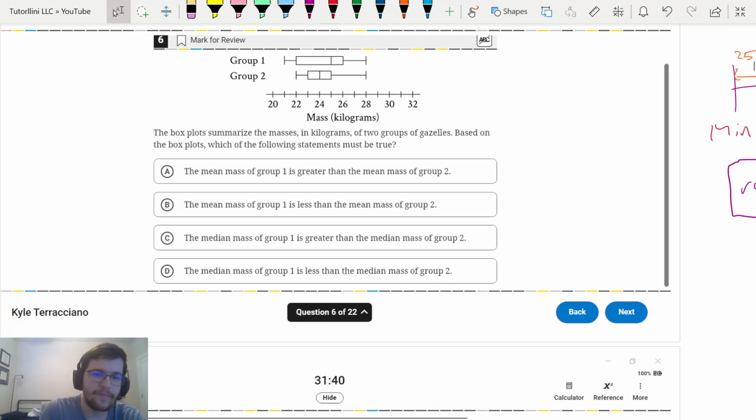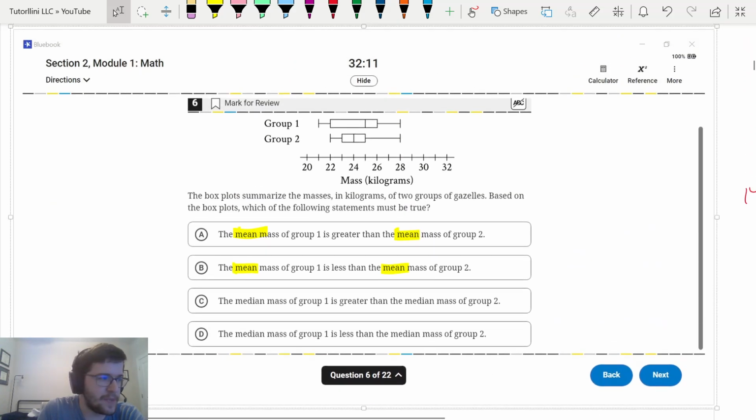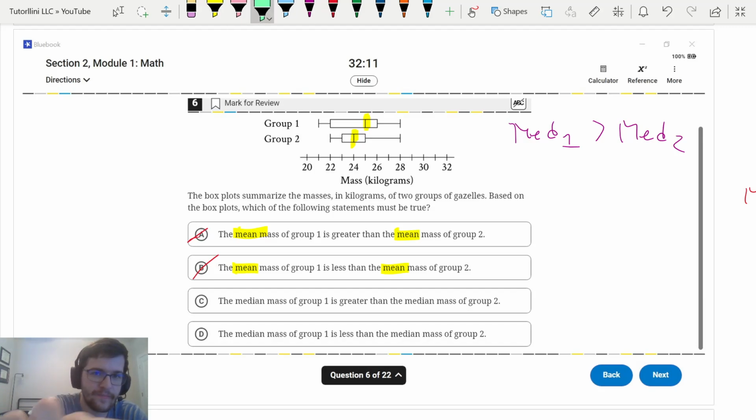Okay. So notice for these two answer choices, it talks about the mean. You cannot determine the mean from a box and whisker plot or box plot. So kind of just by definition, A and B are wrong. Okay, so now I want you to compare the medians. Remember, the medians are the line in the middle of the box. So the first median is here, the second median is here. As you can see, the median of group 1 is 25, and the median of group 2 is 24. So the median of group 1 is greater than the median of group 2. And that is answer choice C.